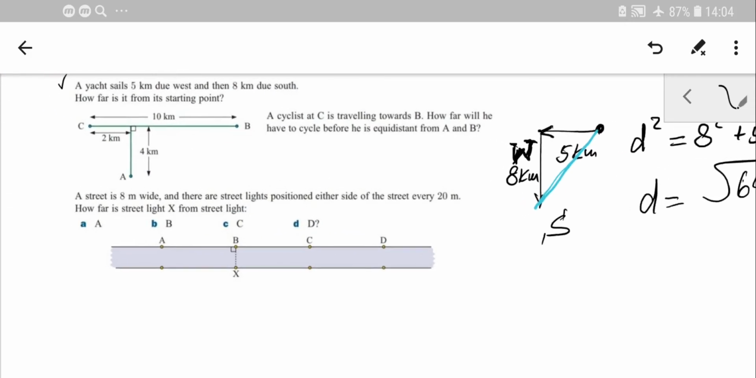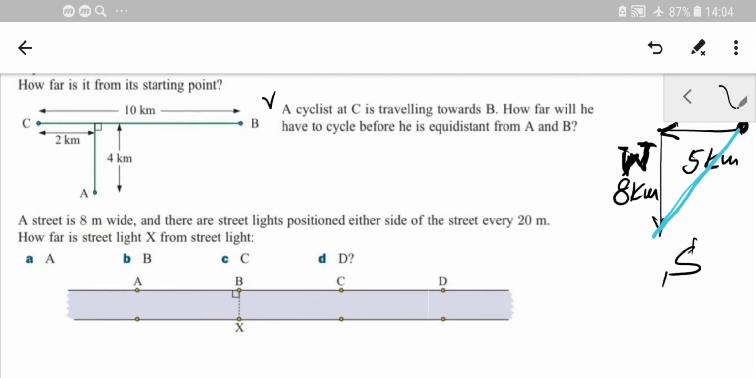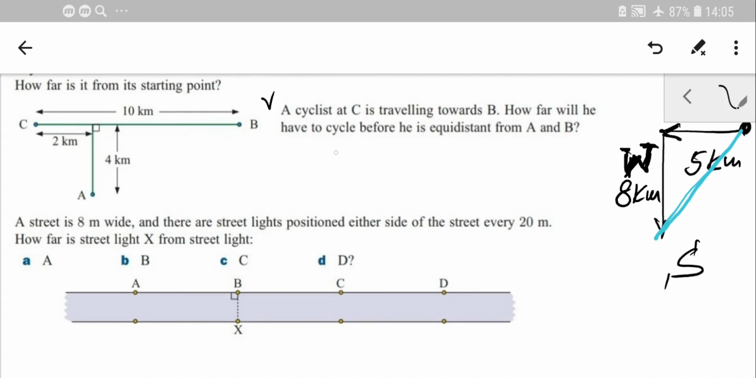So next one, a cyclist at sea traveling towards B. Okay, how far will he have to cycle before he is equidistant from A and B? So equidistant from A and B means that he will be at the point where the distance to point A and to point B will be the same.